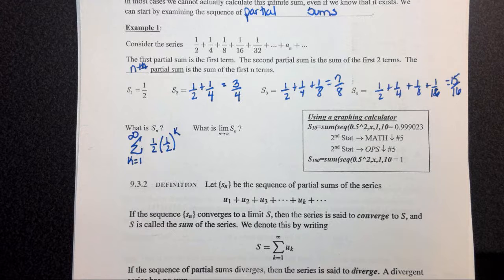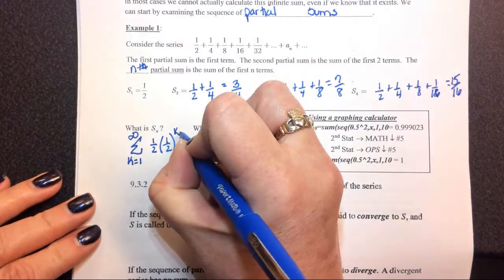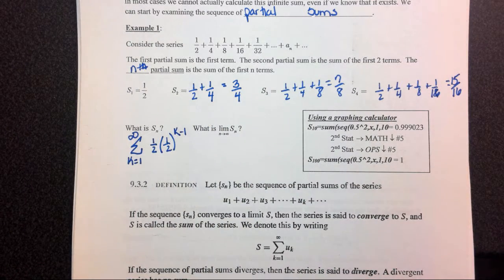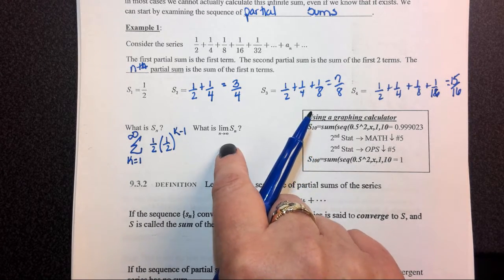Yes, Kevin? Why isn't it just 1/2 to the k? Oh, it should be k minus 1. Yeah, it should be k minus 1. If I started this at 0, then it would be 1/2 times 1/2 to the k. So it depends upon whether you're starting with the first term at 0 or whether it's going to be k or k minus 1. Thank you.